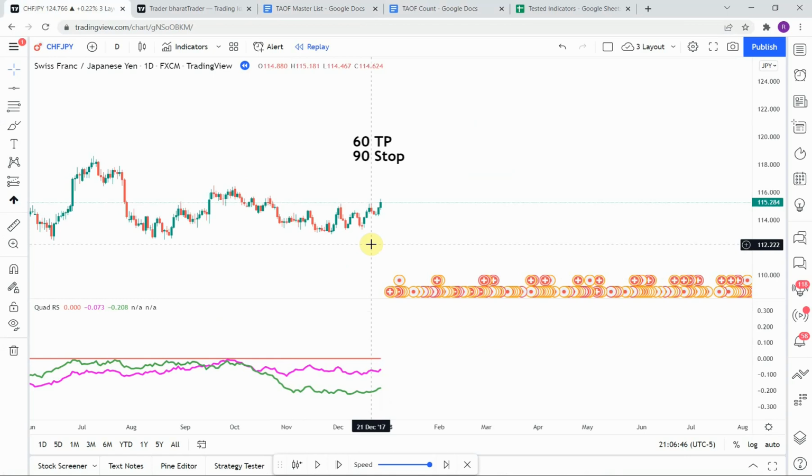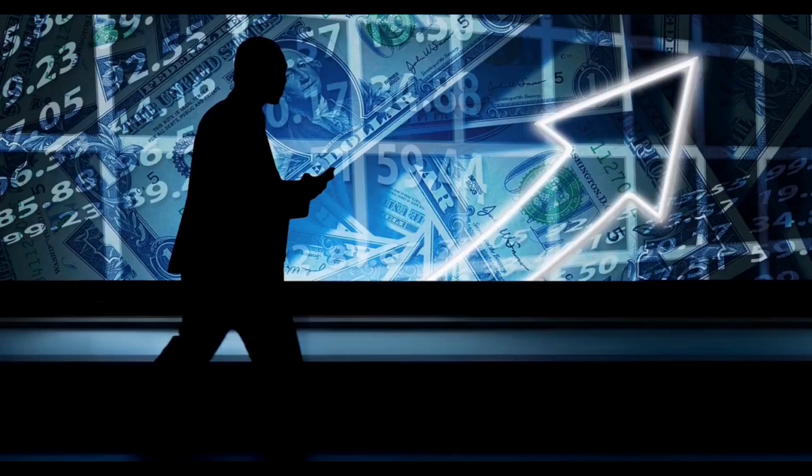Today we will be testing the Quad RS indicator.